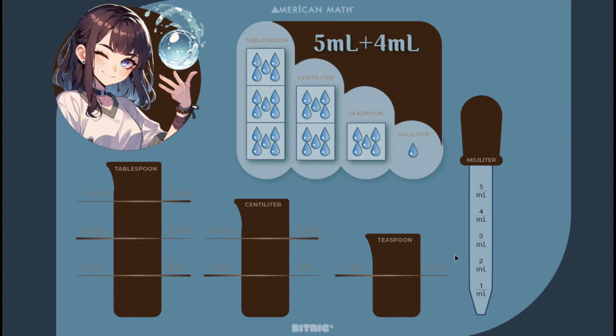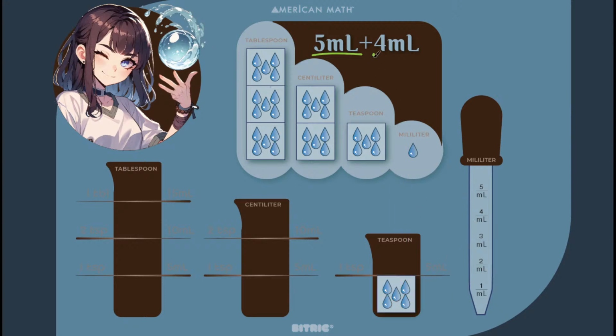If we wanted to do this puzzle, 5 milliliters plus 4 milliliters, it would be very simple for us. All we would need to do is look at the milliliters. We just want to place the first number and then add the second number to it. So let's start out with the first number. We have 5 milliliters. 5 milliliters can be represented with a teaspoon. We can count it out here: 1, 2, 3, 4, 5 milliliters inside of a teaspoon. So we just pull that out and pour it into our teaspoon beaker.